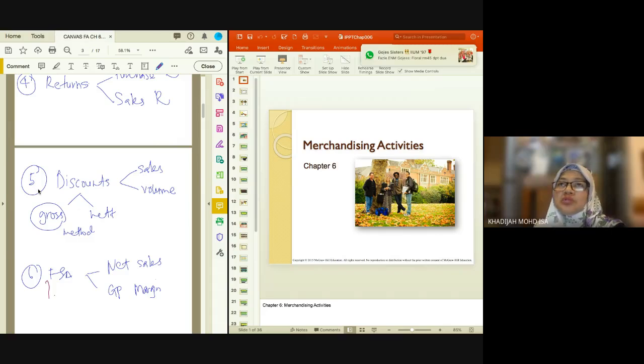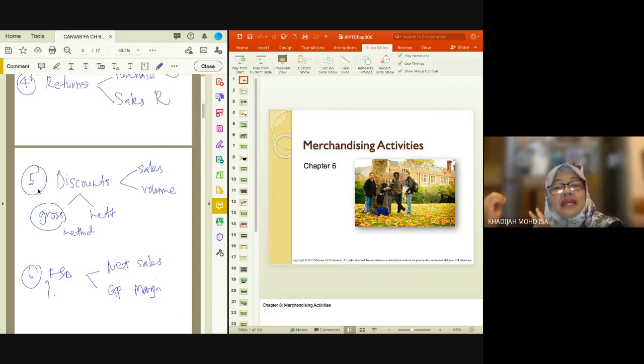When you want to purchase goods or supplies from your supplier, in order to encourage you to buy more, or encourage you to pay them earlier, they will give you discounts. These discounts reduce your costs. For example, the inventory was initially 100, but because of the 10% discount, now you only have to pay 90. So the 10 ringgit there is what we call discounts.